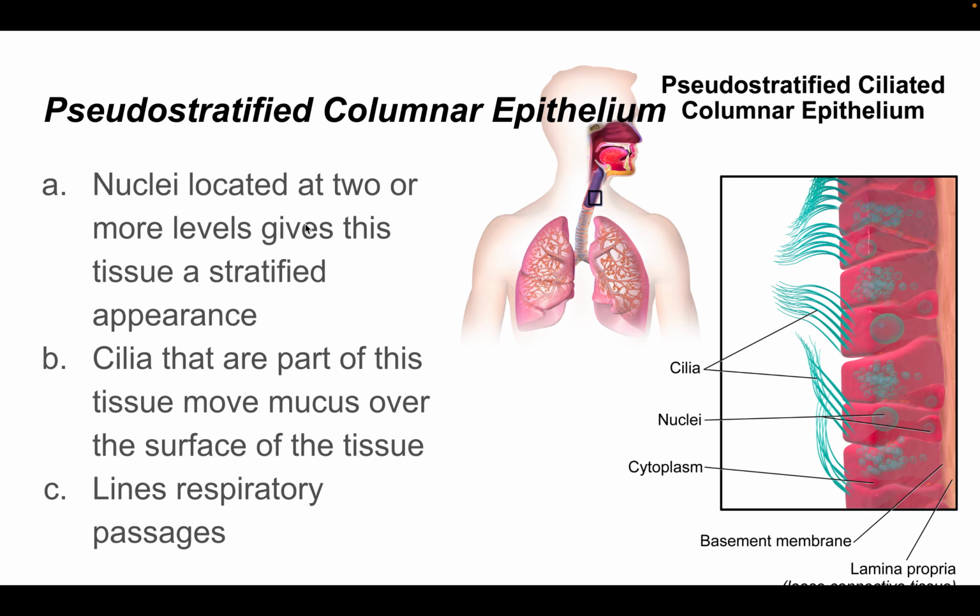Okay, pseudostratified columnar epithelium, or pseudostratified ciliated if it has cilia at the top. Here we're going to notice the nuclei are located at two or more levels, and it gives that stratified appearance. If it has cilia at the top, then you would call it pseudostratified ciliated columnar epithelial. Sometimes we have goblet cells that secrete the mucus, and the cilia help move that mucus. All of our respiratory passages are pseudostratified columnar epithelium.